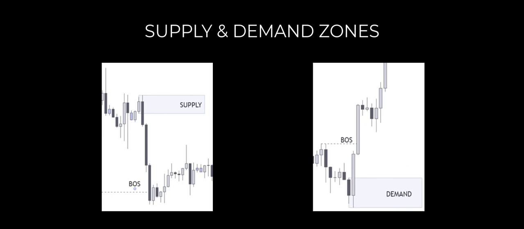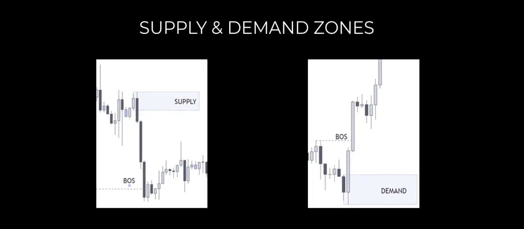Here are two examples, one of a typical valid supply zone and one of a valid demand zone. As you can see here, what defines a valid supply is that it is a bullish candle before a bearish break of structure. And what defines a valid demand is that it is a bearish candle before a bullish break of structure.